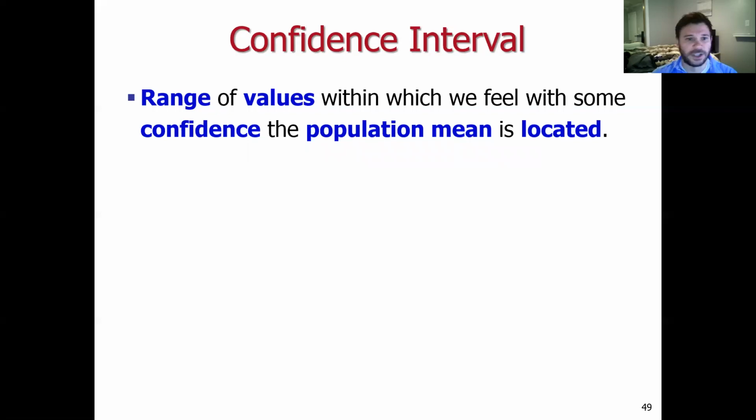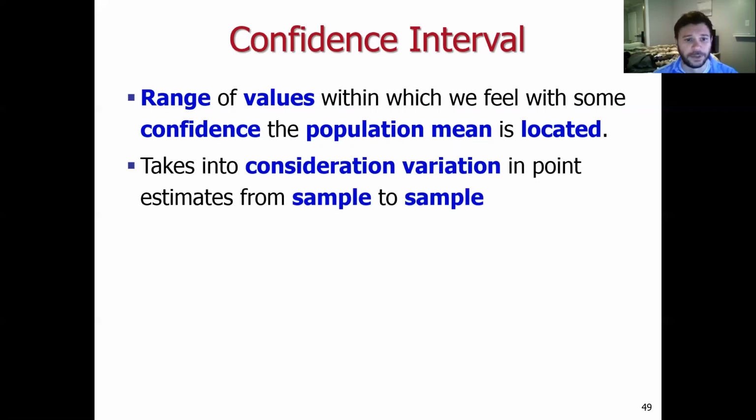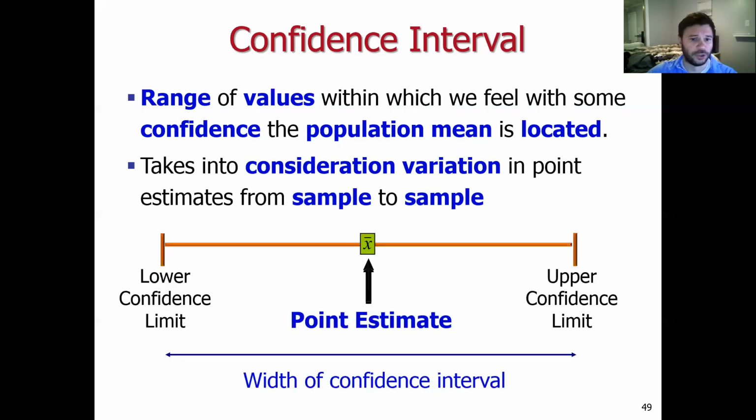So the confidence interval itself is going to provide us with a range of values in which we feel some confidence the population mean might be located. It takes into consideration the variability in the point estimates from this sampling noise from sample to sample. So here's a general picture of what we're trying to do. We have our point estimate right in the middle of this range, and we're now trying to figure out how we can construct this interval by identifying a maximum interval value, sort of an upper bound of that threshold, as well as a lower bound.